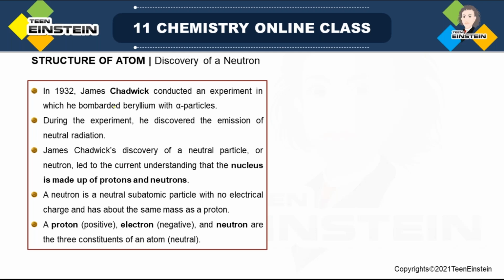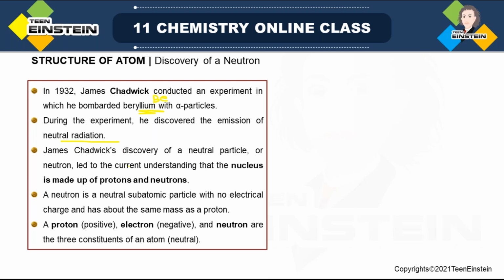In 1932, James Chadwick conducted an experiment in which he bombarded beryllium with alpha particles. Beryllium, remember its symbol is Be, was bombarded with alpha particles, the same type of particles that we used in Rutherford's experiment. During this experiment, he discovered the emission of neutral radiation.